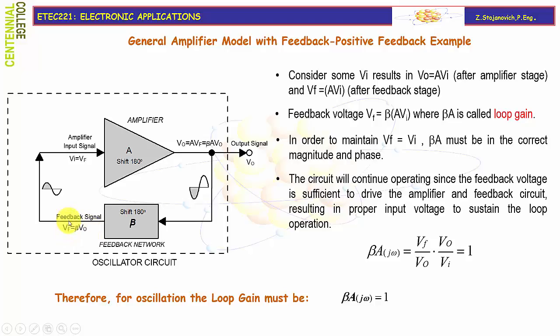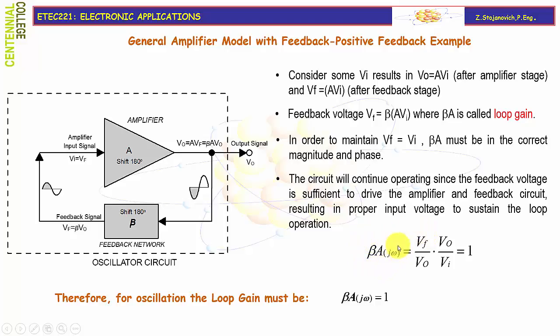If this feedback signal is identical to Vi, then we have a condition for oscillation. So in order to maintain a condition that the feedback signal is equal to the input signal, loop gain must be in correct magnitude and phase. The circuit will continue operating since the feedback voltage is sufficient to drive the amplifier and feedback circuit, resulting in proper input voltage to sustain the loop operation.